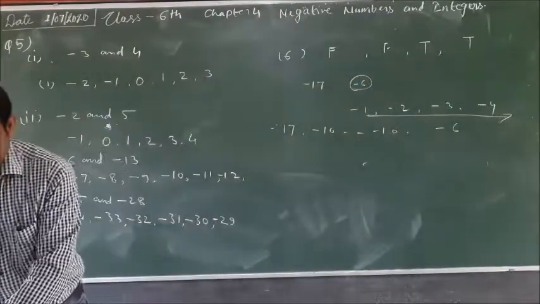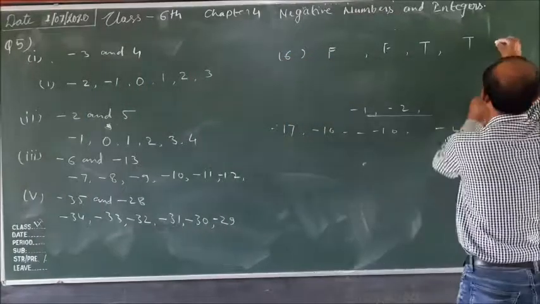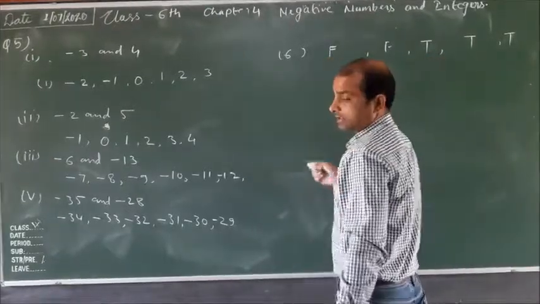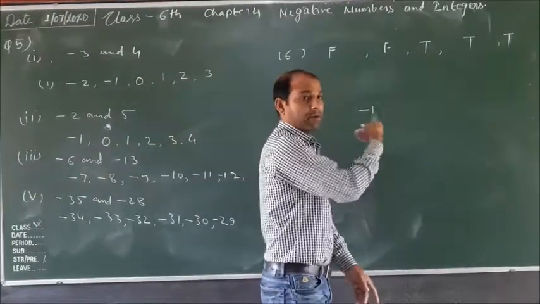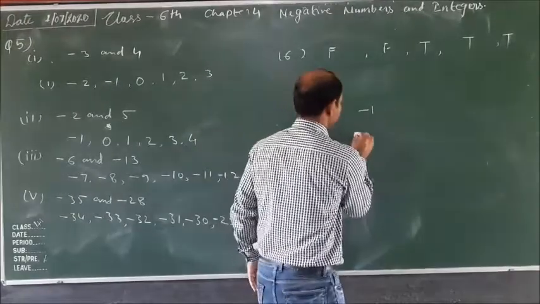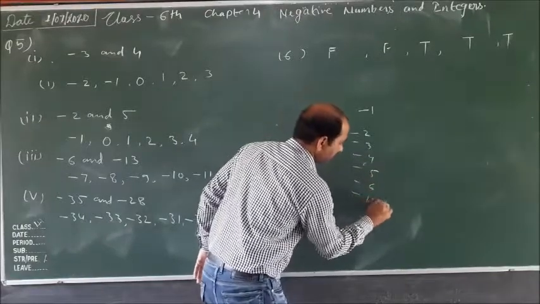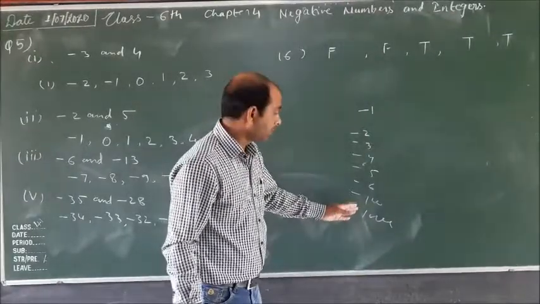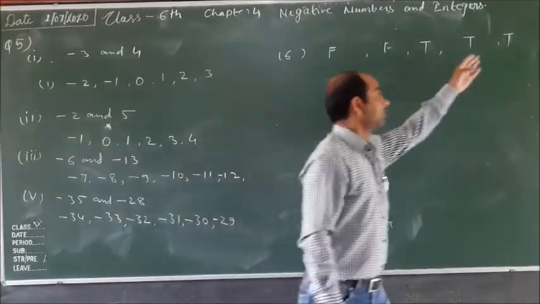And the last question: the greatest negative integer is -1. This statement is also true. -1 is the greatest negative integer, because all other negative integers are smaller than -1. Suppose -2, -3, -4, -5, -6, -100, -1000. These negative integers are smaller than -1. So this statement is also true.